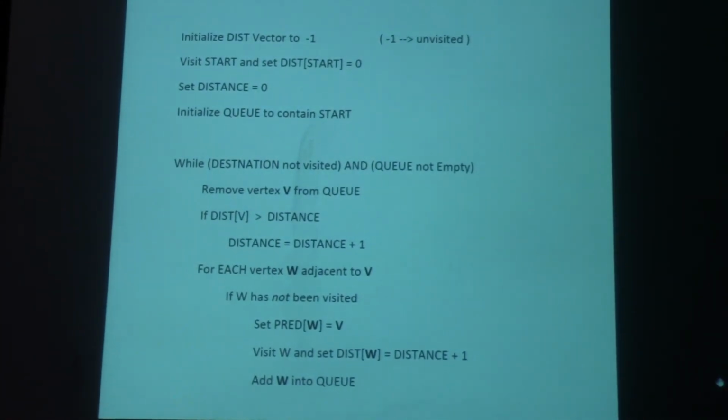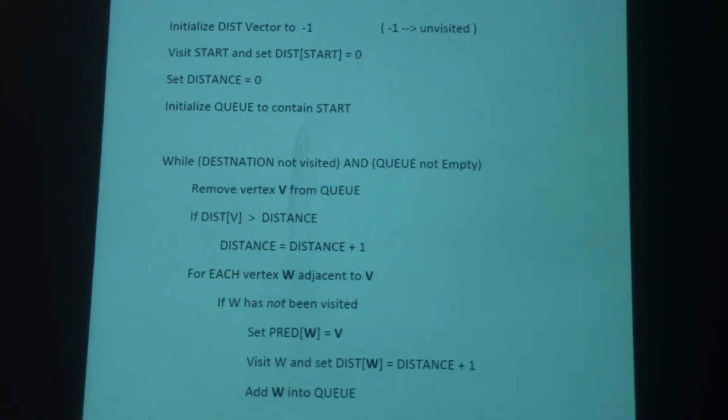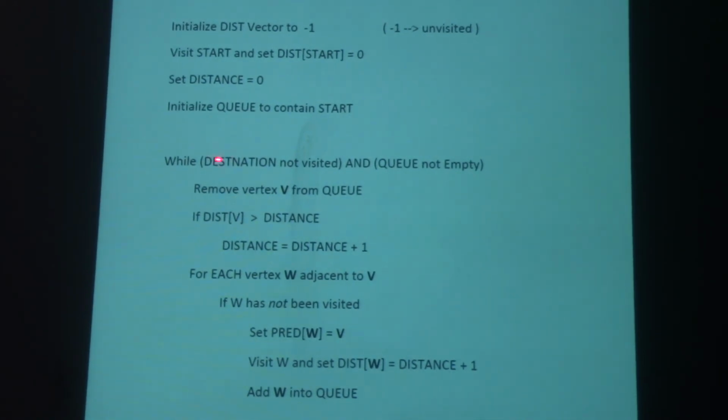E, F, G. D is already out, so E, F, G is in the queue. Now, has the destination been visited? No, because J has not been visited. And the queue is not empty? No, it's not. So, remove vertex V from the queue, and that time it's going to be E.